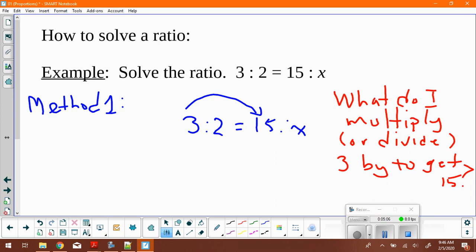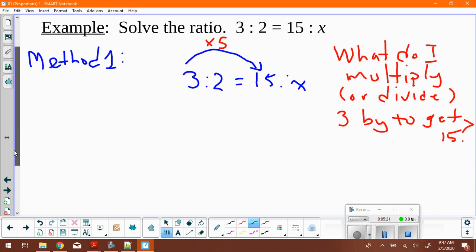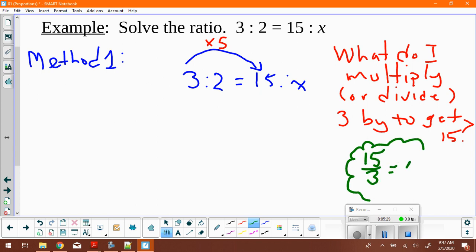After thinking about it for a moment, you may recall that 3 times 5 is equal to 15. If you're not solid on your times tables, a way you can figure that out more directly is to say, my end result is 15. If I divide that by 3, I get 5. That's the number I was using, so I multiplied by 5.